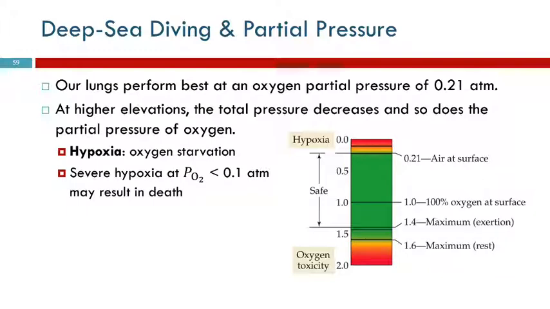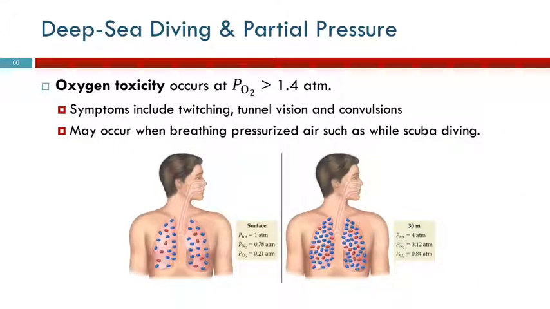We see this happening if you go to high elevations and you're very physically active, like at Grant Grove. You may get lightheaded, you might get tired more easily because there's not as much oxygen. The partial pressure of oxygen at that level is less because the total pressure of the air is less. Over about 1.4 atmospheres of oxygen, you get oxygen toxicity: twitching, tunnel vision, convulsions. This is not a big problem unless you're scuba diving, breathing pressurized air. Just breathing regular air, you can't get oxygen toxicity. But if you're breathing pressurized air, you can.